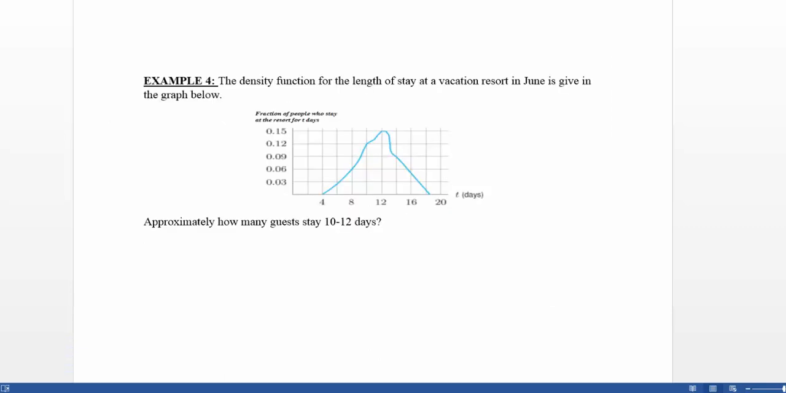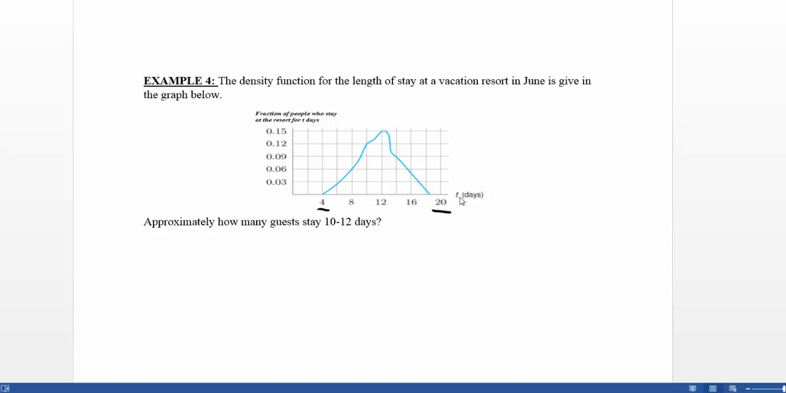The density function for the length of stay at a vacation resort in June is given in the graph below. So let's talk about the information we have in this picture. Notice that the shortest amount that any guest stayed was 4 days, and it looks like the most anyone stayed was about 19 days, because that's where our endpoints hit from our picture.